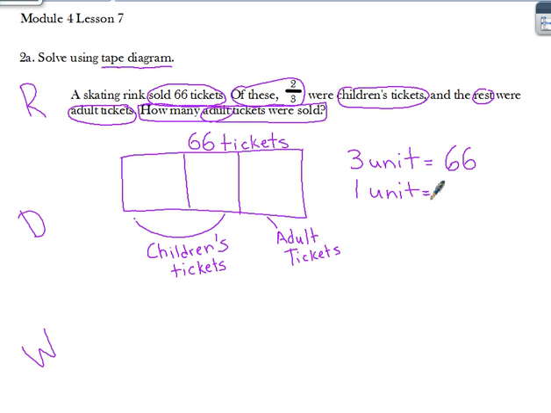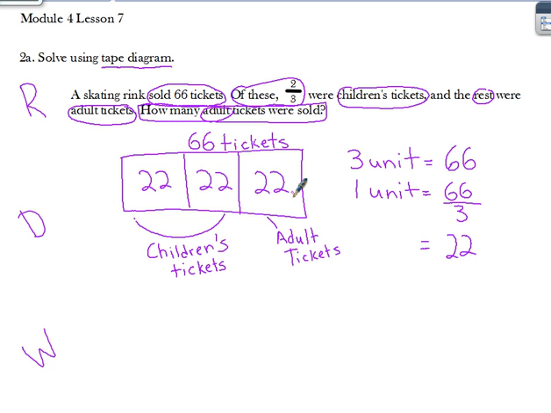1 unit is equal to the total divided by the number of sections or the number of units. I know my 3 facts, and I can see that 3 would go into 6 2 times. This 3 would go into this 6 2 times. Therefore, 3 goes into 66 22 times. Each of my sections is worth 22 tickets.